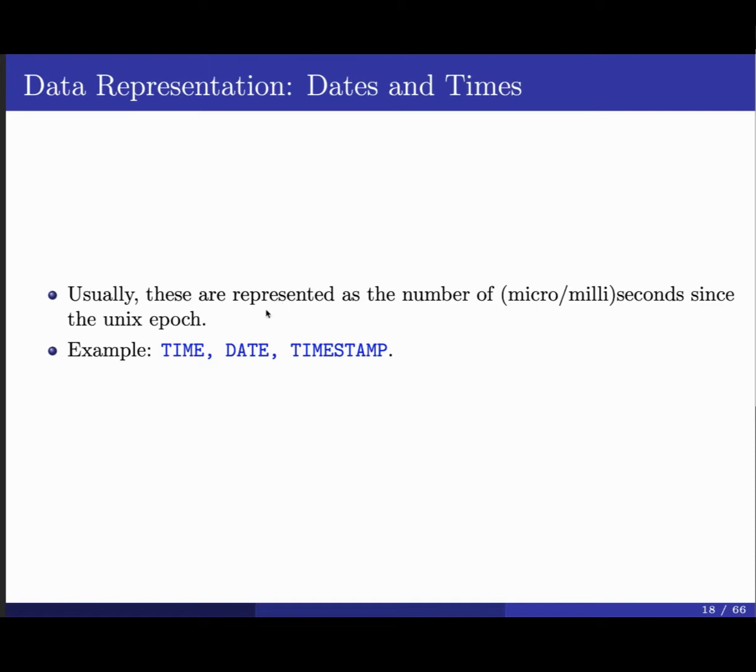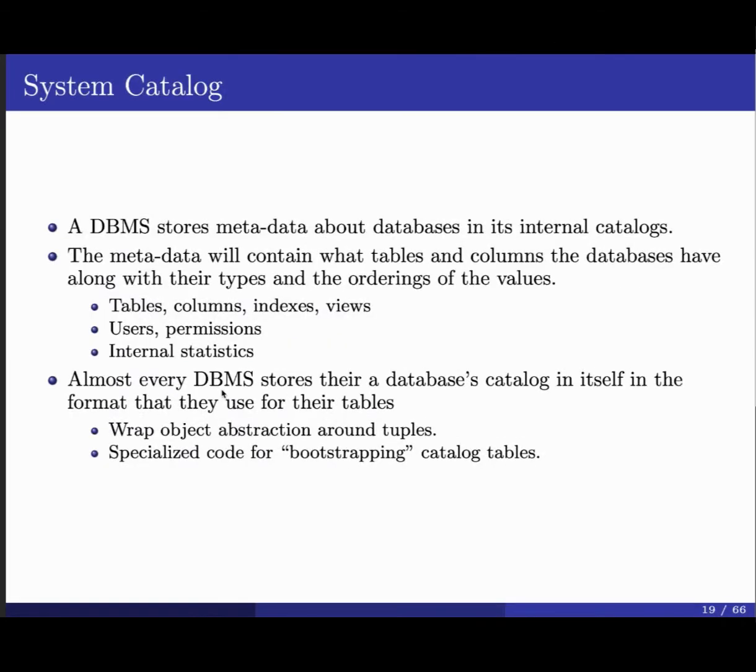Most of them are going to count the number of milliseconds or seconds or microseconds since the Unix epoch, which is January 1st, 1970. Okay? As examples, time, date, and timestamp. Of course, each of them is going to have a different size, for example 32 bits, 64 bits, and so on. That's what we use when we represent the attribute in the tuple.